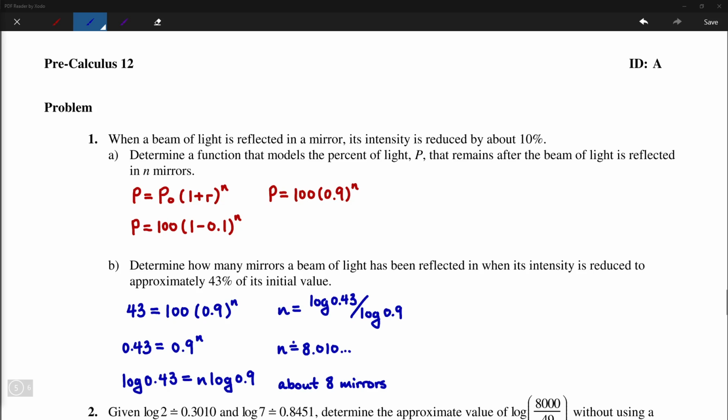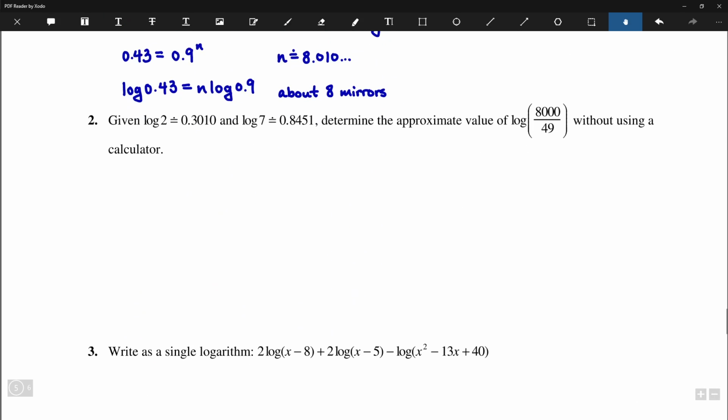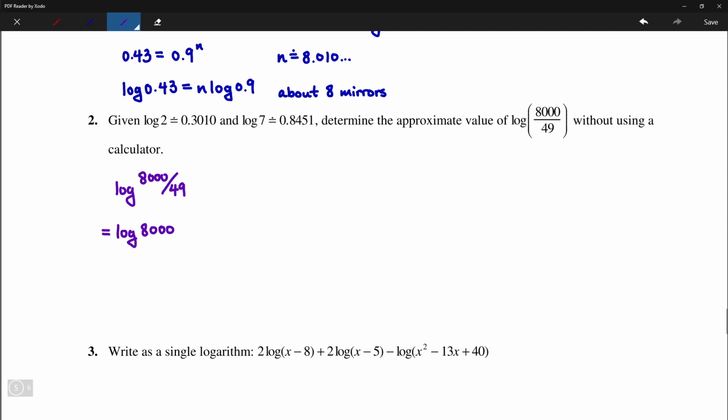Let's move on to number 2. So here we are to simplify a logarithmic expression without using a calculator. So we have log 8,000 divided by 49. So first thing we can do here is to apply the quotient rule. So we have log 8,000 minus log 49. From there, you can use the product rule to separate the first term. So log 8 plus log 1,000.